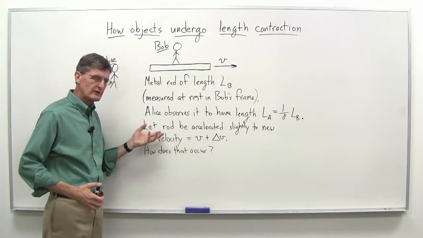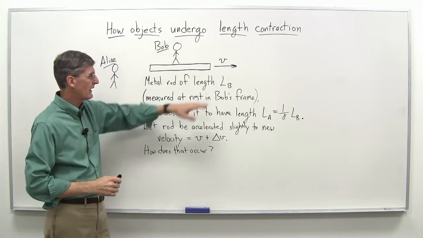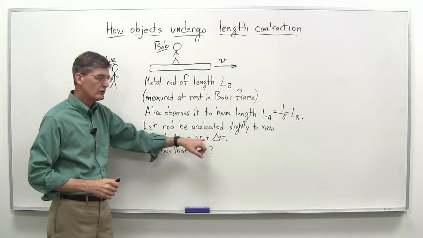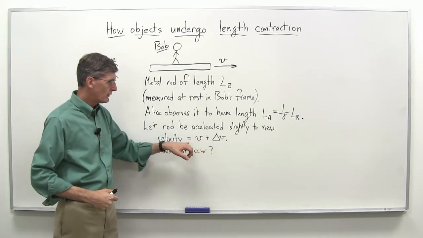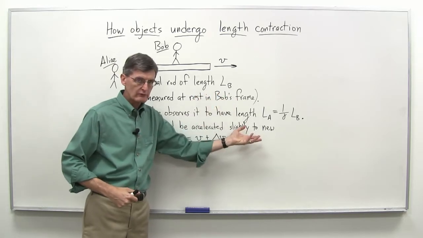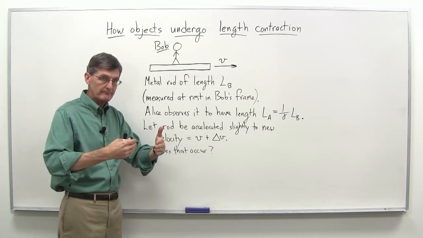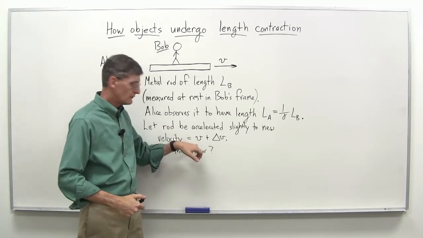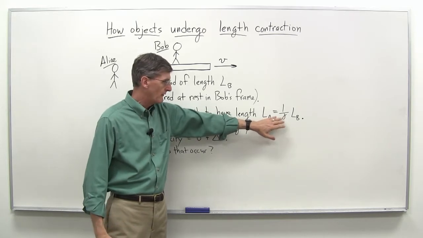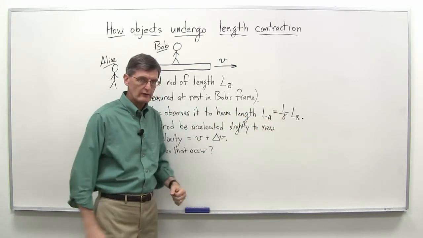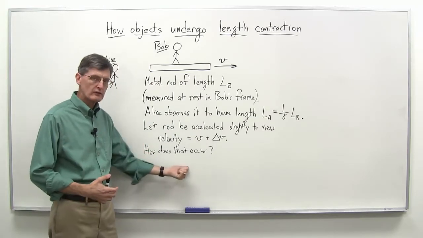Now what we want to imagine, let's say that the rod accelerates slightly. So instead of being at a velocity v, it moves up to a new velocity v plus delta v, just a little bit more. Well, we know just from our basic length contraction formula that means Alice will see the length contract a little bit. If the new velocity is higher than the old velocity, then gamma is a little bit higher as well, and therefore L sub a will get a little smaller that way. And so what we'd like to think about is, how does that occur?